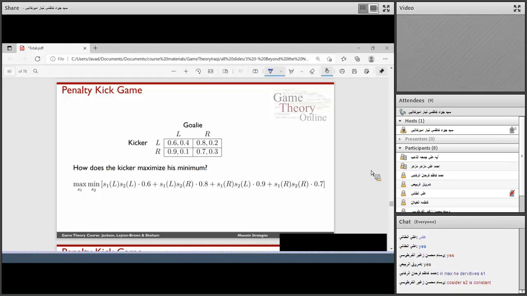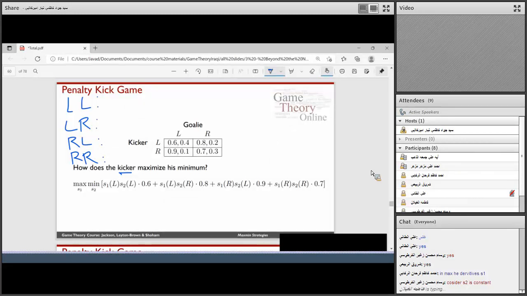Now, it means if the goalie plays in such a way that minimizes the kicker's utility, how would the kicker maximize his minimum utility? So again, we're going to do all different combinations: LL, LR, RL, and RR. And again, we're interested in the payoff of the kicker.